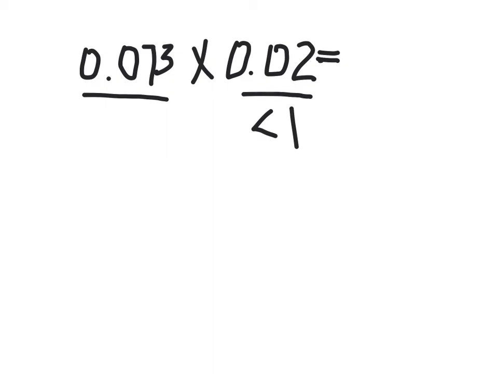Remember in the previous activity that we ignored the decimal point and multiplied both factors as if they were whole numbers. So how would we rewrite 0.073 times 0.02 as a multiplication with whole numbers? We would just write 73 times 2. How many places and in what direction did we move the decimal point to go from 0.073 to 73? We would have moved it 3 places to the right.